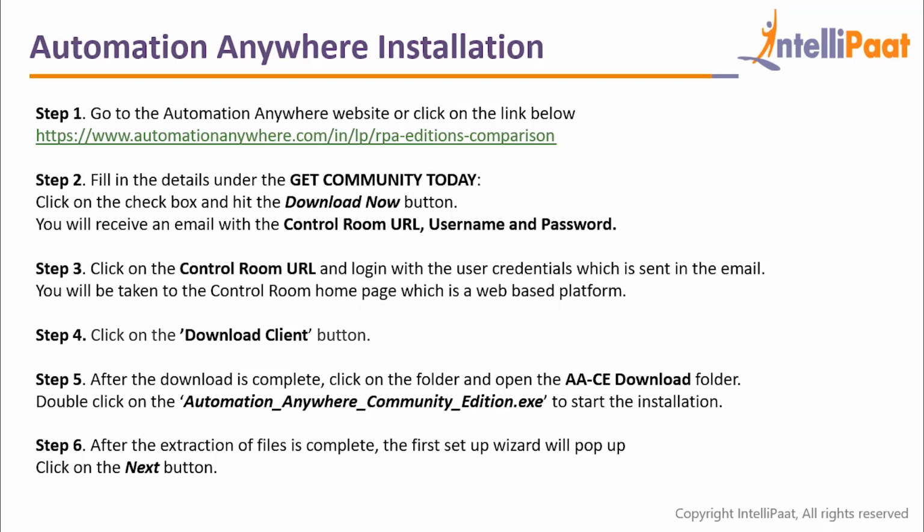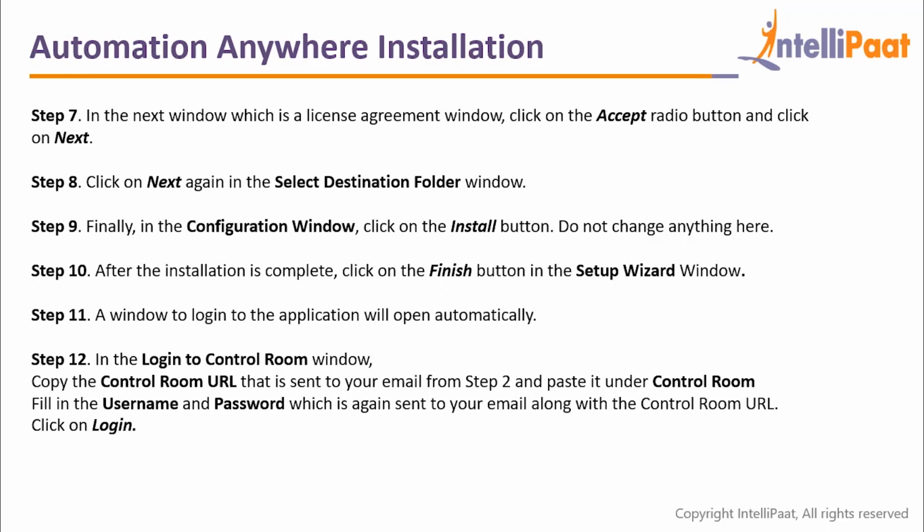After the download is completed, we have to double click on the Automation Anywhere Community Edition.exe to start the extraction. After the extraction of the files is completed, the first setup wizard will pop up. Here we have to click on the next button. In the next window, which is nothing but a license agreement window, we have to click on the accept radio button and again click on next.